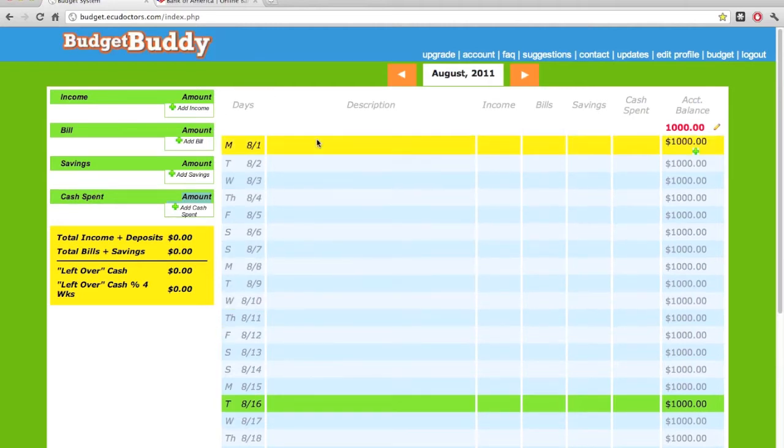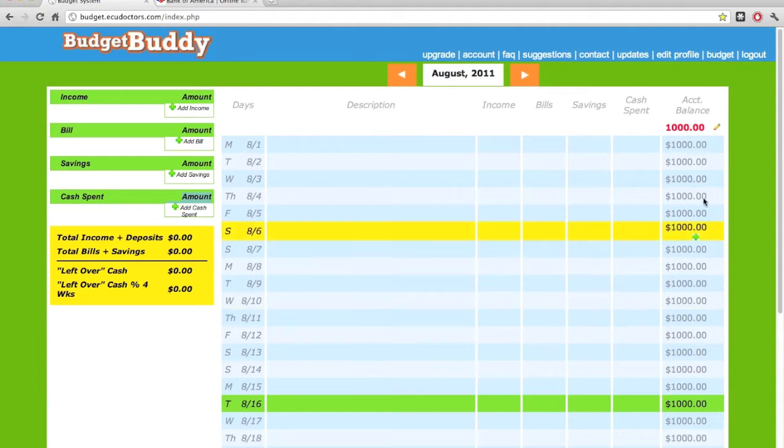The calendar in this area is divided into columns: days of the month, the description of the expense, and then how the money comes in as income, or how it goes out as a bill, saving, or cash spent. The saving is counted here as money going out because, remember, the Budget Buddy is only looking at your checking account, and it's mixed with a calendar, so you'll know into the future how much money you're going to have.